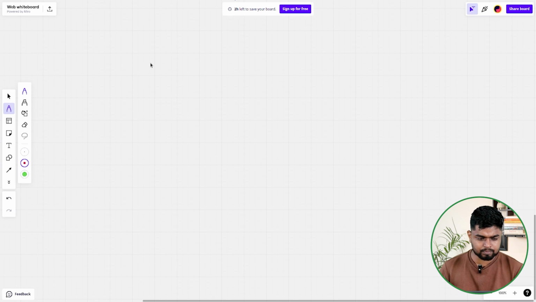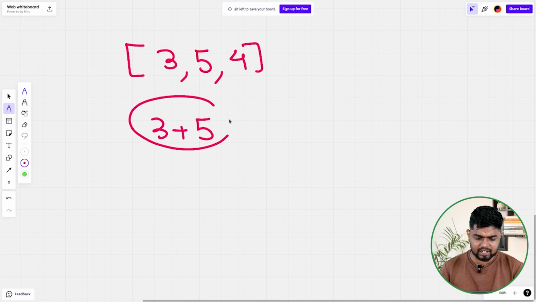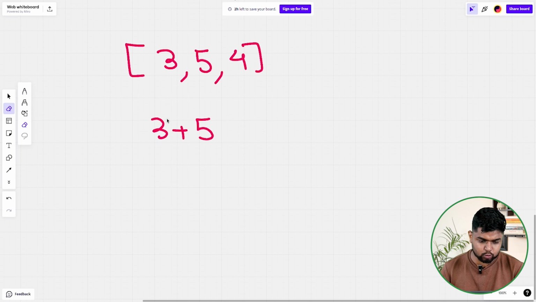So what do we mean? In this case, let's say there is a rope of 3 and another rope, let's say 5, and another rope, let's say 4. So these are the three ropes that we have. One rope is of length 3, another is 5, another is 4. Now assume that you are connecting the ropes 3 and 5. After connecting them, the new rope will have the length 8.